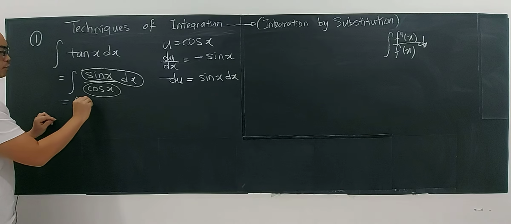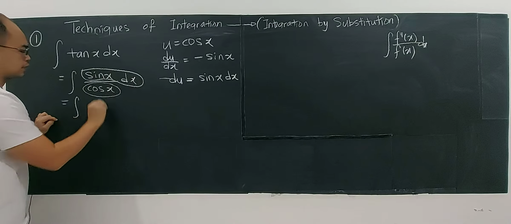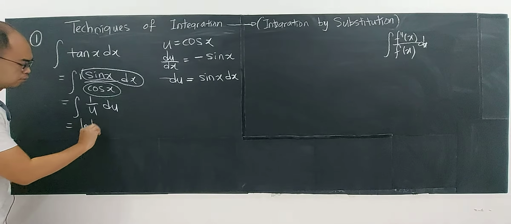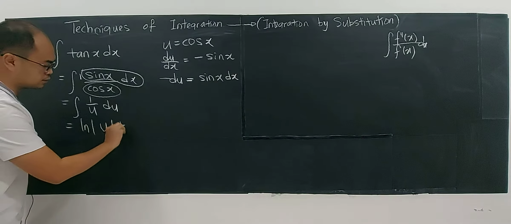As I integrate, this whole thing will become du, and here there is 1 over cos x. Cos x is u, so you have 1 over u. It becomes very simple. Integrating just like 1 over x, you get ln modulus x. So for this case, you get ln modulus u plus c. As for the u, you can replace it with cos x, giving ln modulus cos x plus c (with the negative sign from before).